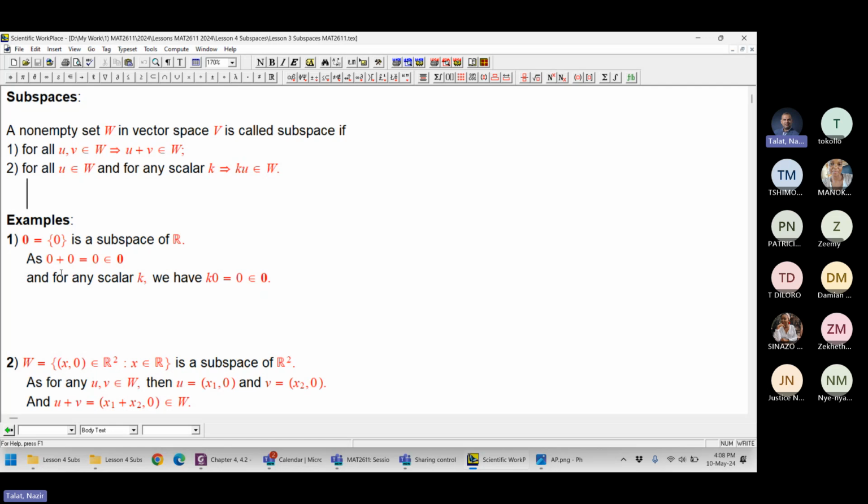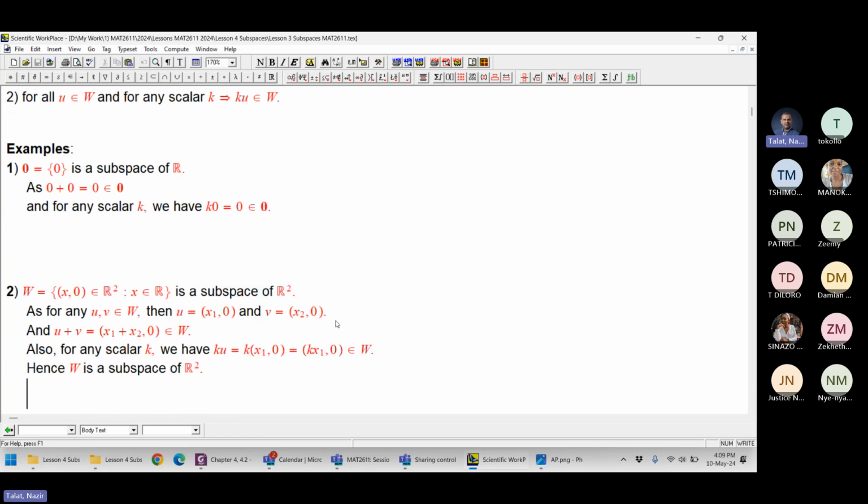If we take the zero set, which is a subspace of R, then 0 plus 0 is equal to 0, which belongs to this set. Bold 0 means a set having 0. And if we take any scalar k, then 0 times k is equal to 0, and that 0 also belongs to this set. Hence, we conclude that this zero set is a subspace of R.